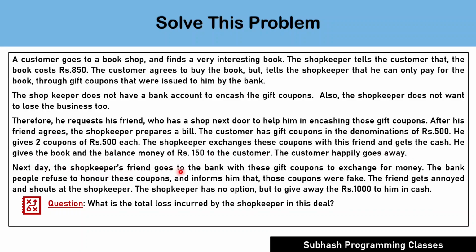Next day, the shopkeeper's friend goes to the bank with these gift coupons to exchange for money. The bank people refuse to honor these coupons and inform him that those coupons were fake. The friend gets annoyed and shouts at the shopkeeper after coming back. The shopkeeper has no option but to give away the rupees 1000 to him in cash. Now, hope you have understood the story well. If not, I would suggest you read it again before answering the next question. Now, the question to you is, what is the total loss incurred by the shopkeeper in this deal?